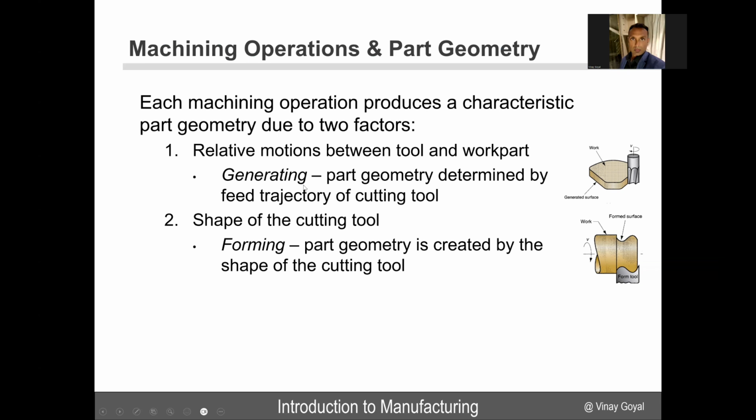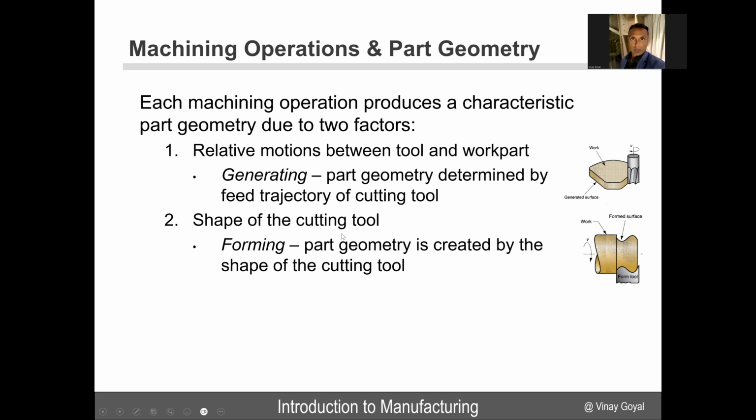The generating approach uses a relative motion between the tool and the work part. The part geometry, this part here, is determined by the trajectory of the cutting tool. So this tool is rotating, and depending upon the trajectory of this tool, you'll generate a shape, and that's what's called a generated surface.